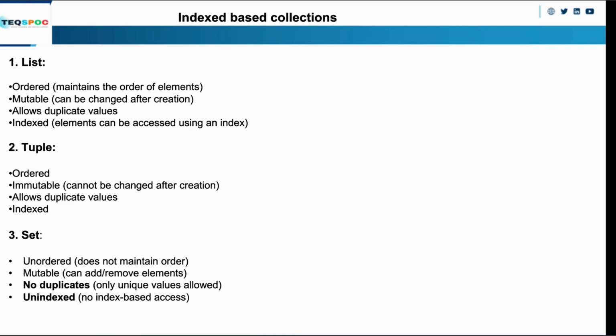The third one is that it also allows duplicate values, like a list, and the fourth one is index, meaning I can pick any position, or show any element using the position number. That is 0, 1, 2, 3.